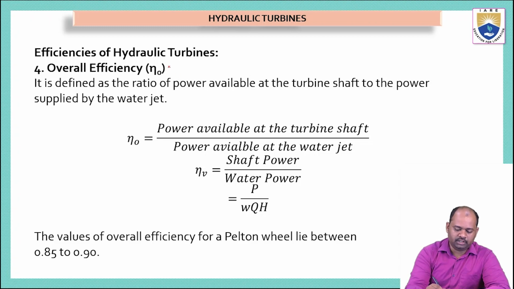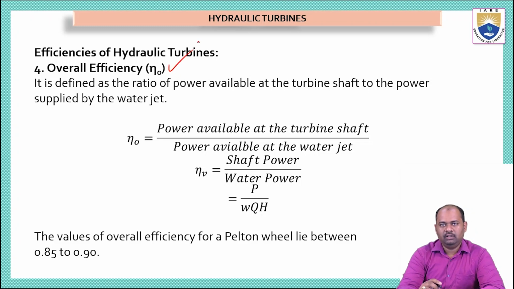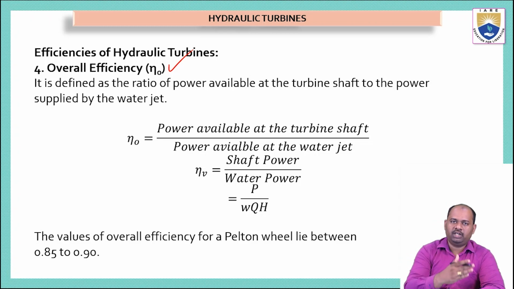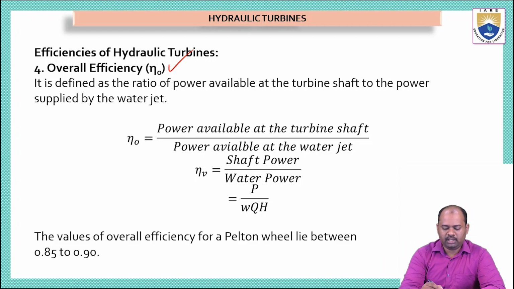And overall efficiency. Overall efficiency will let you understand how efficiently the entire turbine is working, starting from the water coming out of the nozzle to the generator power. Okay. Now we'll try to understand the overall efficiency.